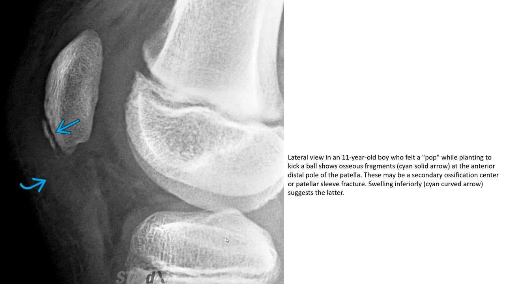A lateral knee radiograph shows an osseous fragment, solid arrow indicated, at the anterior distal pole of the patella. This may be a secondary ossification center or a patellar fracture. Smooth inferiorly, curved arrow, suggests the former.